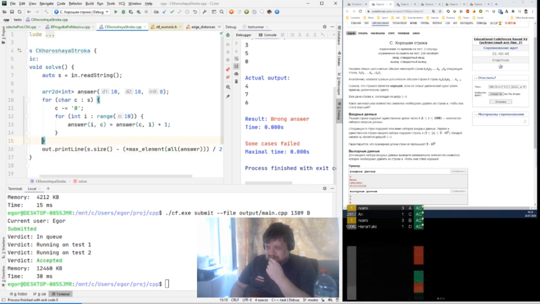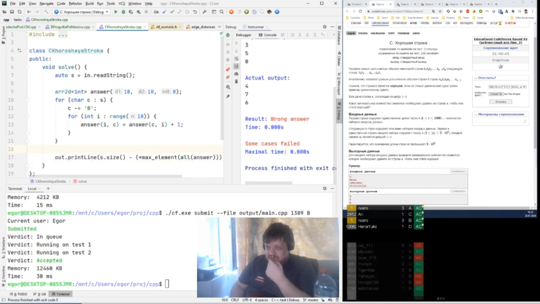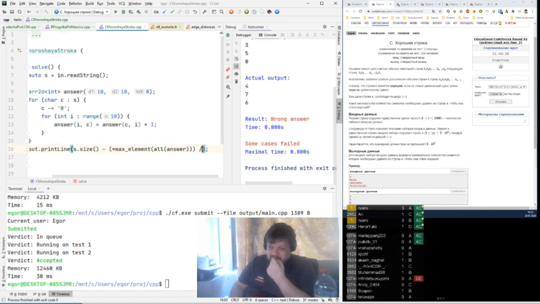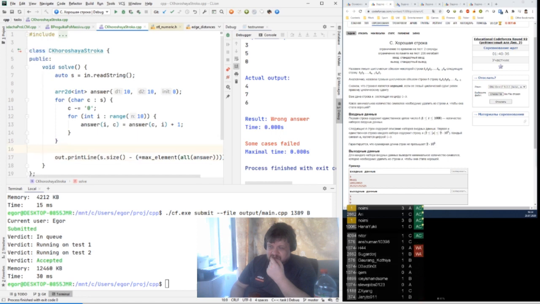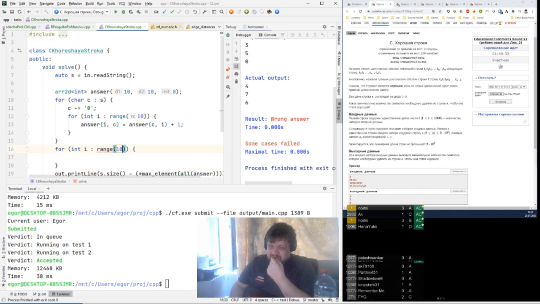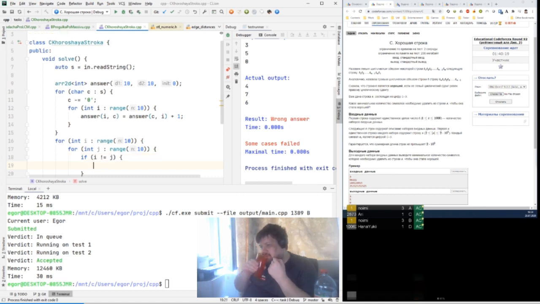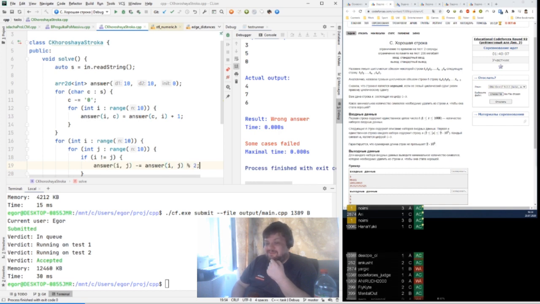I tried some hacks, didn't really work out, and yes, we just need to subtract the remainder modulo 2 where I is not equal to j. You can see we solved problem C much faster than problem B.